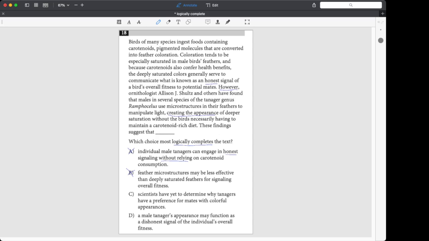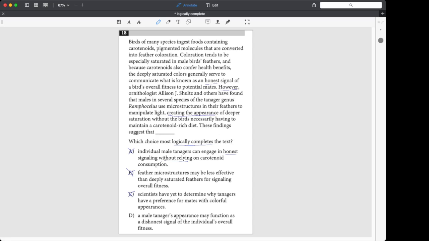What about C? Scientists have yet to determine why tanagers have a preference for mates with colorful appearances. This has nothing to do with anything. The study is about the carotenoids and the feather appearance. This is a totally off-topic choice. It's maybe an interesting puzzle to solve or an interesting question to ask, but it isn't really related to the findings at all. Maybe we would want to know why they prefer the colorful mates, but it has nothing to do with the finding of this sort of manipulating light.